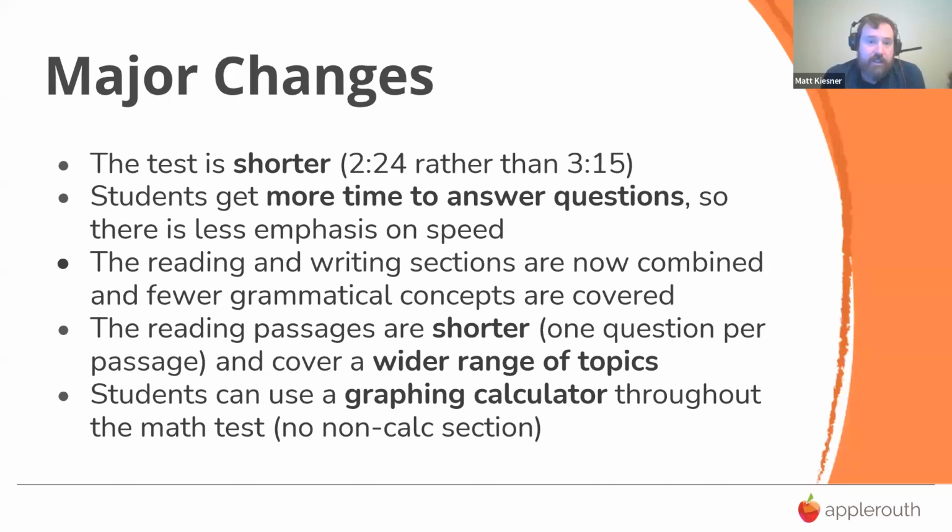So reading and writing are now combined. There's no longer any subscores for that, and they're testing fewer grammatical concepts. They threw out a lot of stuff about redundancy and kind of idiomatic stuff. And the reading passages are shorter. They're just a paragraph, with a wider range of topics, so you can see poetry. Students can also have that graphing calculator, Desmos.